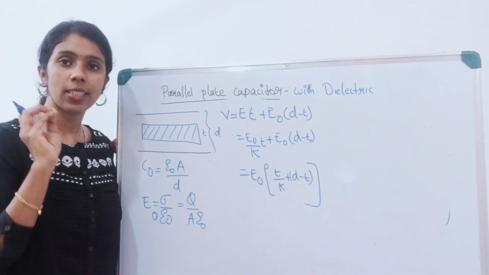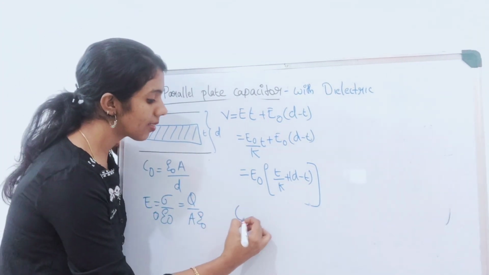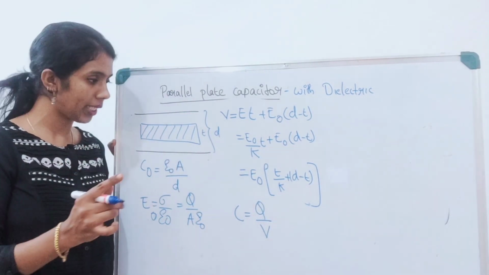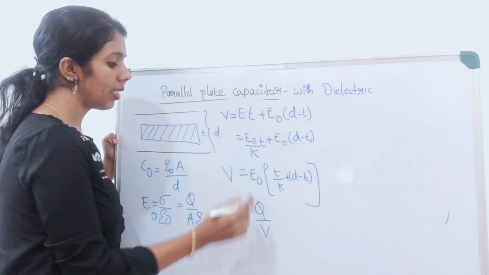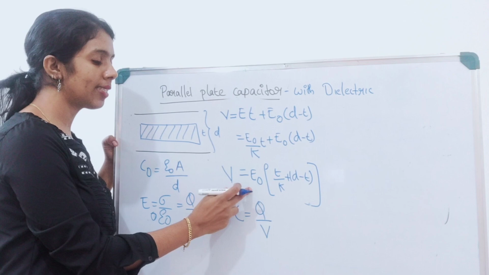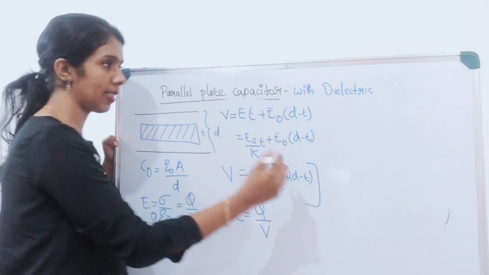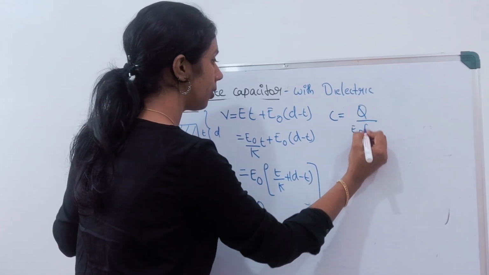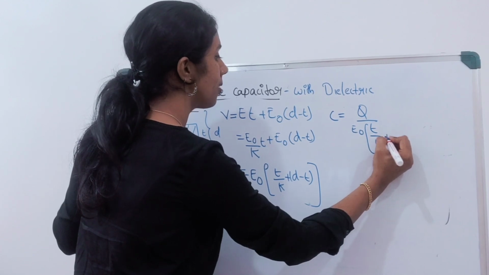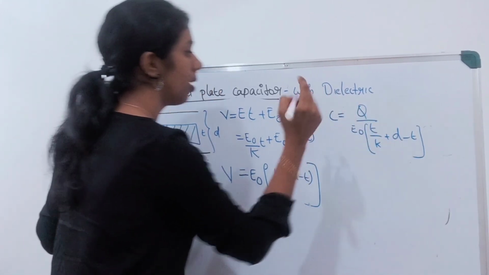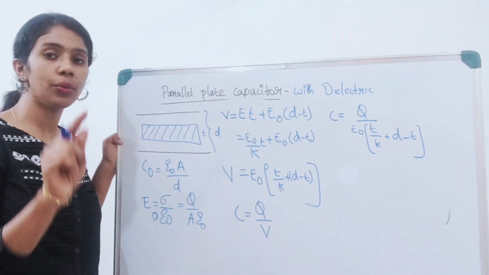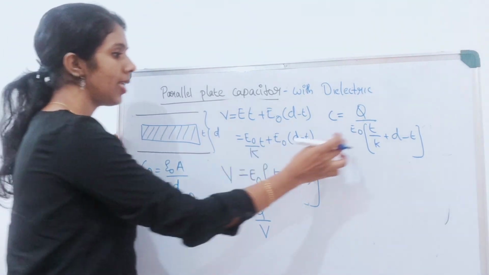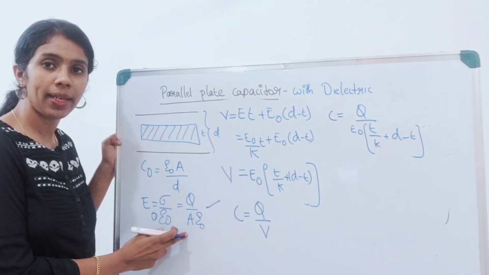Our aim is to find an expression for the capacitance. Capacitance C is equal to Q divided by V, where Q is the charge and V is the potential. In this equation, instead of V, we can substitute E0 into T by K plus D minus T. So C becomes Q divided by E0 into T by K plus D minus T, where E0 can be replaced as Q by A epsilon 0.